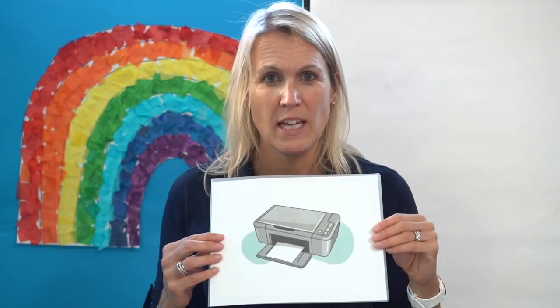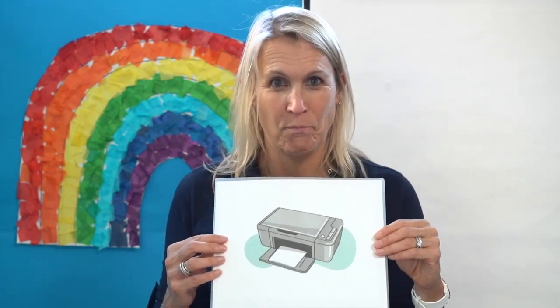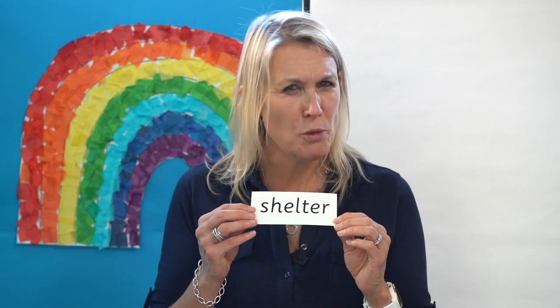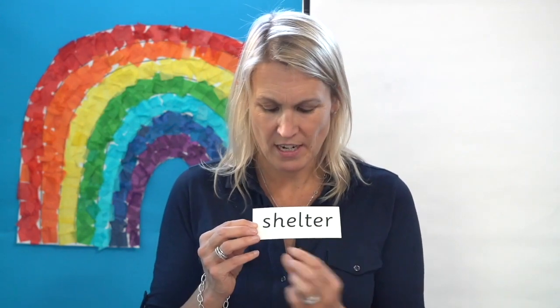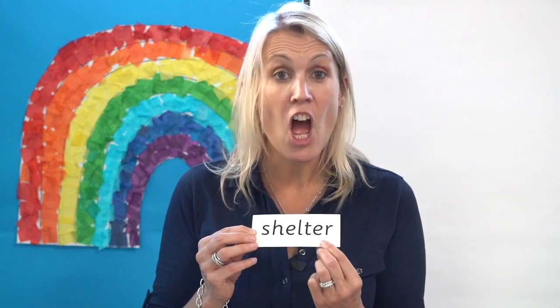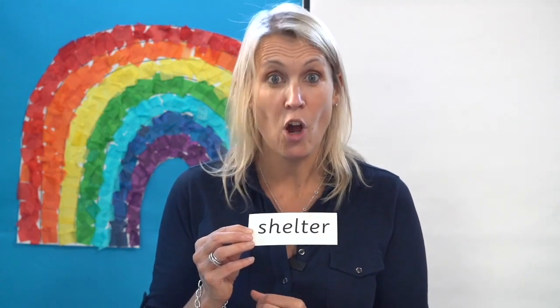Printer. Mum printed our workout on her printer. Have you got a printer? Or have you seen one before? This is a printer. Have a look at this one. Can you spot two digraphs in this word? Yes, well done. Sh and well done. Off you go.